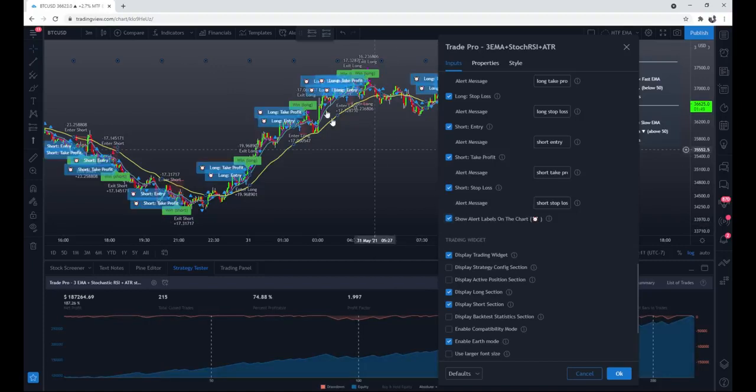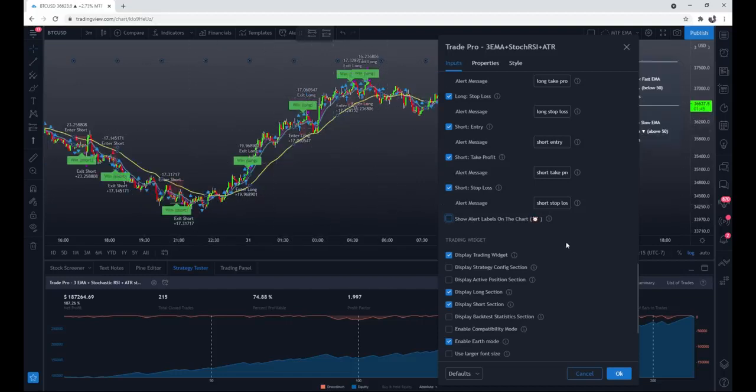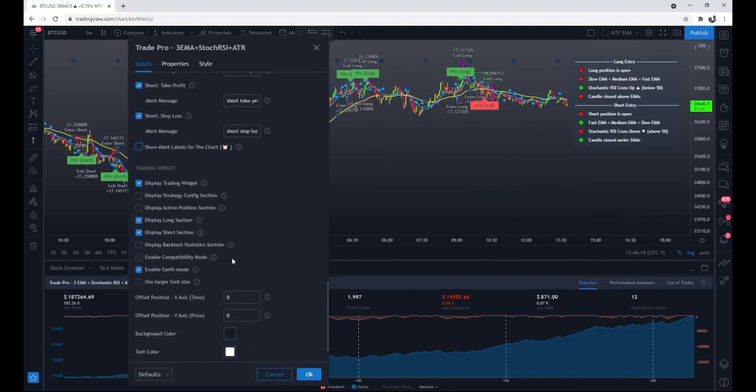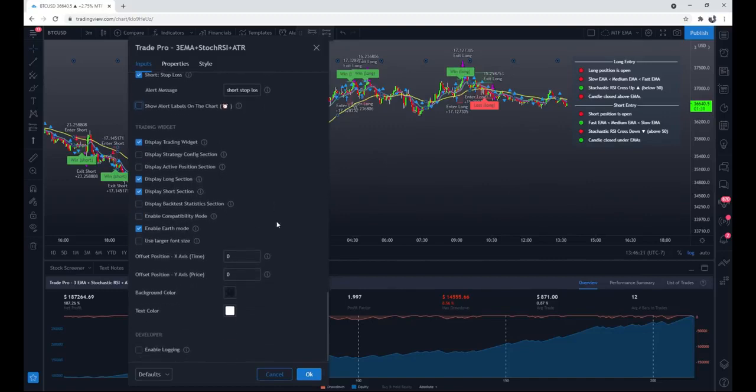Not really a big deal. It just puts a little alarm clock up there. Kind of makes it a little clunky, so I actually prefer to not have that. So last thing down here is the trading widget, and that is this right here. So you can see that it's going to display different colors based on what criteria are being met.